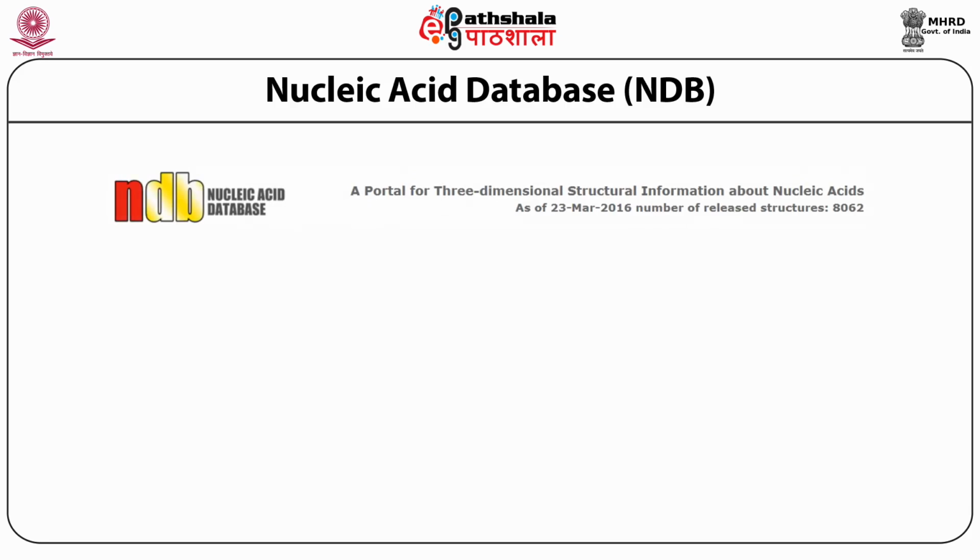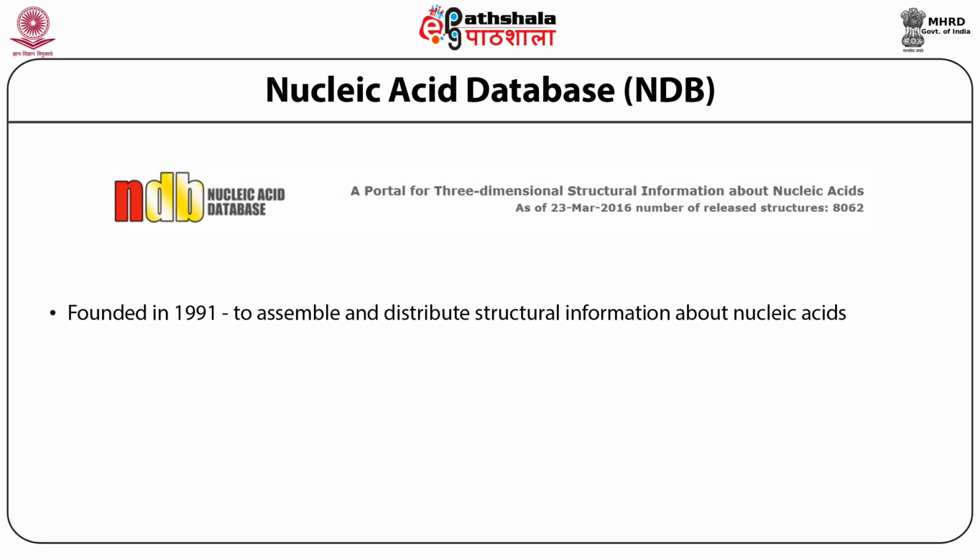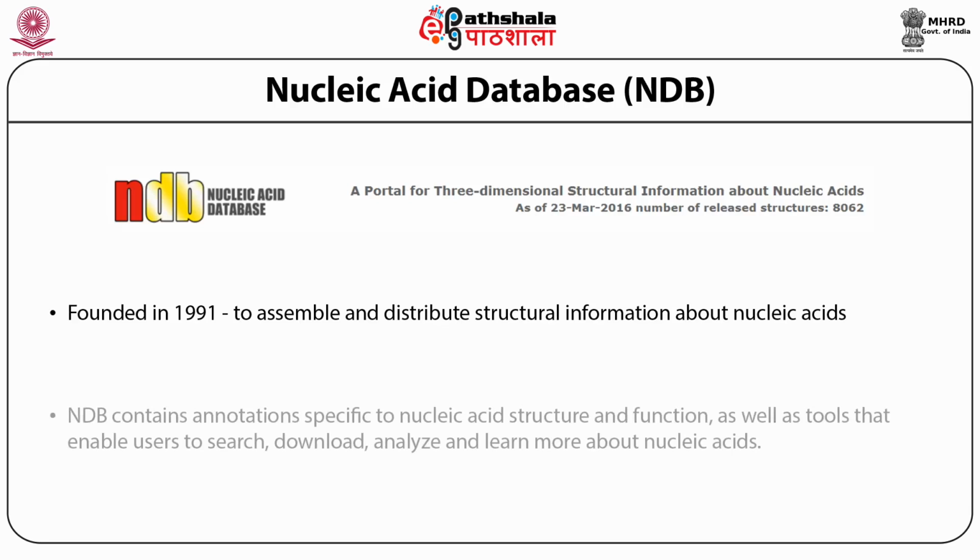Nucleic acid database is again an important database. It was founded in the year 1991. It is used to assemble and distribute structural information about nucleic acids. In addition to the primary structural data contained in the PDB, NDB contains annotations specific to nucleic acid structure and function, as well as tools that enable users to search, download, analyze and also learn more about nucleic acids. NDB is a value-added database that provides services specifically for the nucleic acid community. As of 23rd March 2016, 8,062 structures have been released in the nucleic acid database.